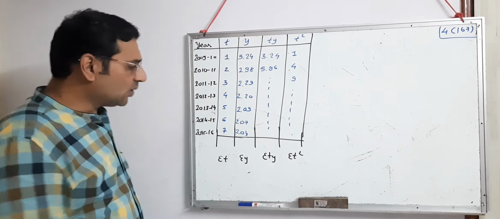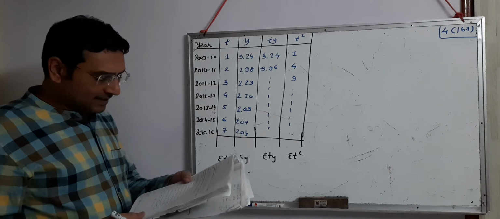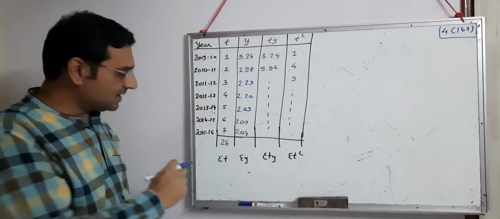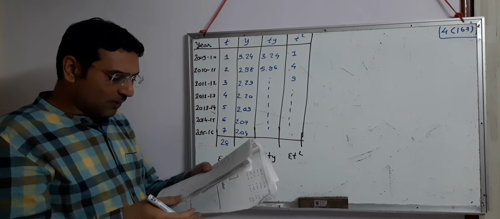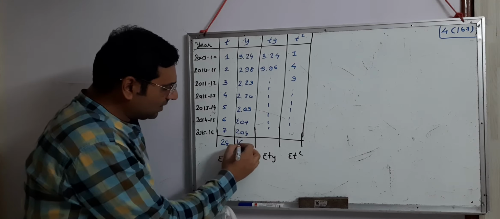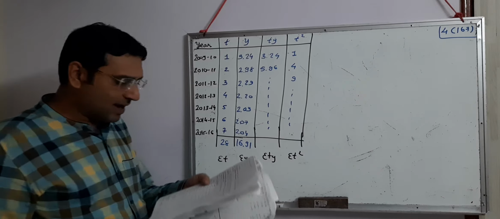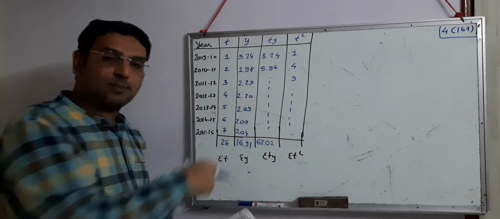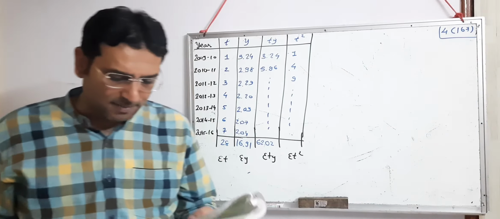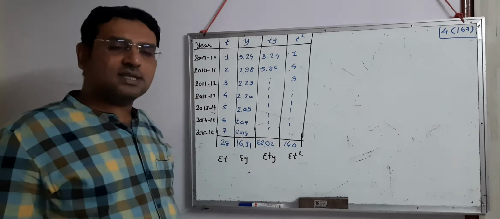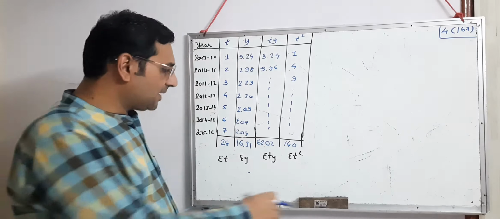Find out total of t, that is equal to 28. 28 is t, that is sigma t. Total of y, it is 16.91, that is sigma y. ty we have calculated, it is 62.02. Verify in your calculator. Okay? And t square is 140. So once this table is prepared, this one table is prepared.